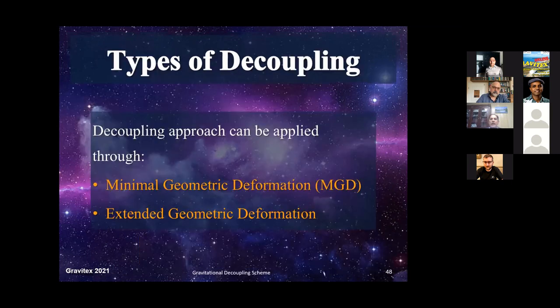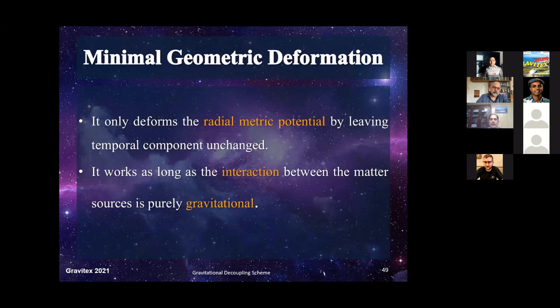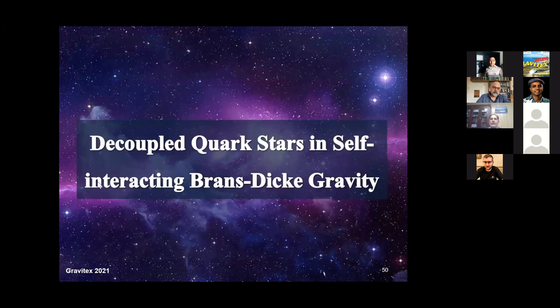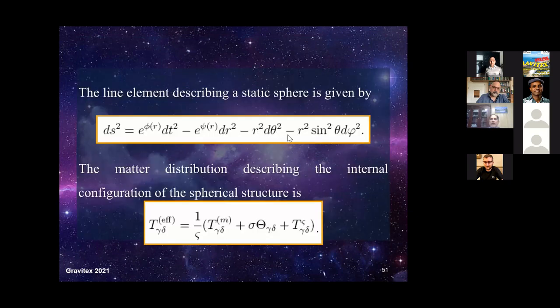So we follow this technique to find solutions in this theory. Now there are two types of decoupling. First is minimal geometric deformation, and second is extended geometric deformation. Here we are going to use the first one, the minimal geometric deformation. In this deformation, we deform only the radial metric potential, leaving the temporal component unchanged. This works as long as the interaction between the matter sources is purely gravitational. So for this purpose, we consider a line element which is given in this form. Here, obviously, phi and psi are unknown metric functions.